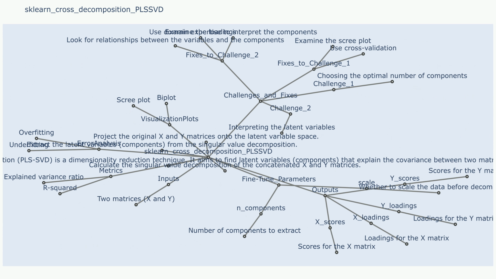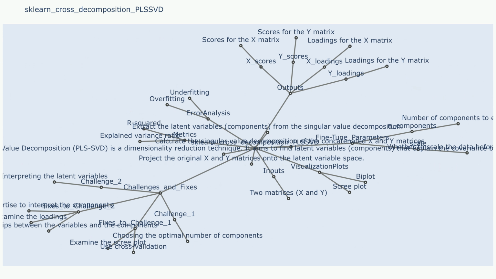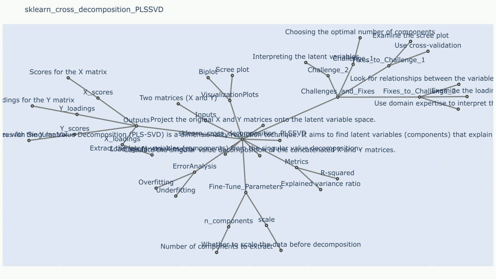Steps. Step 1: compute the covariance matrix between the X and Y data. Step 2: perform singular value decomposition (SVD) on the covariance matrix. Step 3: extract the top components' latent variables based on the singular values, which capture the maximum covariance between X and Y. Step 4: project the X and Y data onto the latent variables to obtain the scores and loadings.